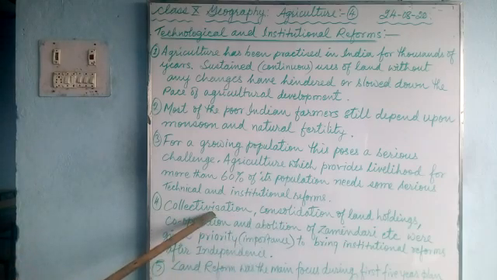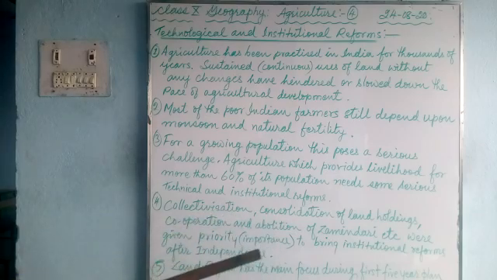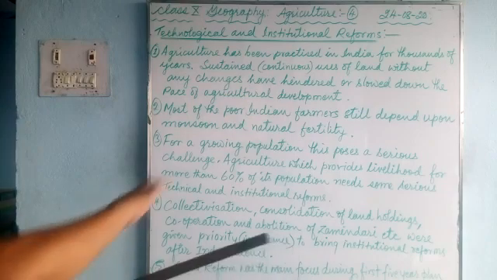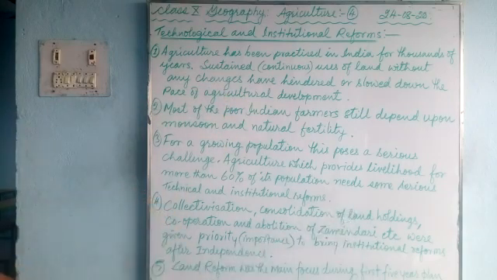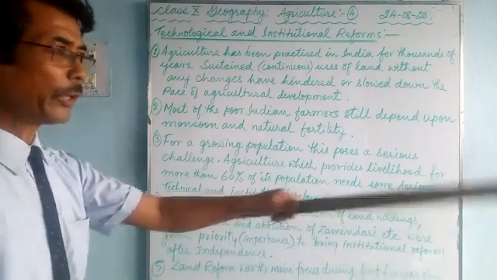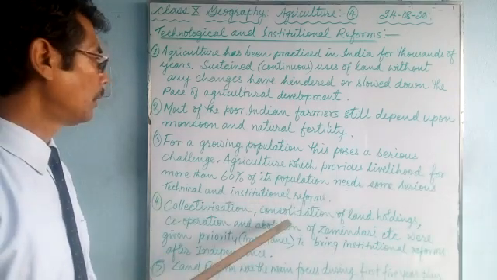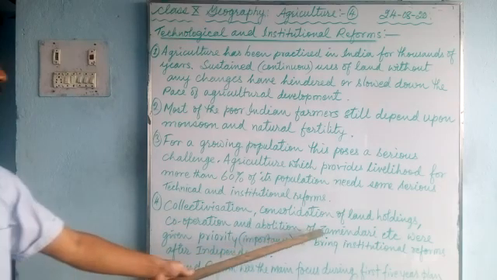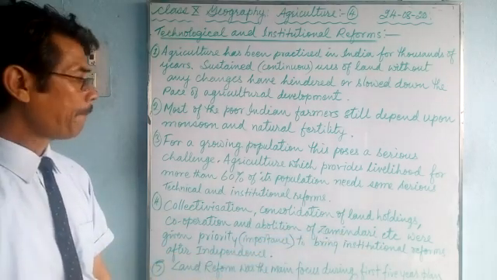Collectivization means all the farmers who have small holdings must combine their land holdings and make a big plot of land, do cultivation and grow together, earn the profit together, and share the profit together. Collectivization. Consolidation means joining all the land holdings, along with cooperation and abolition of the zamindari system.